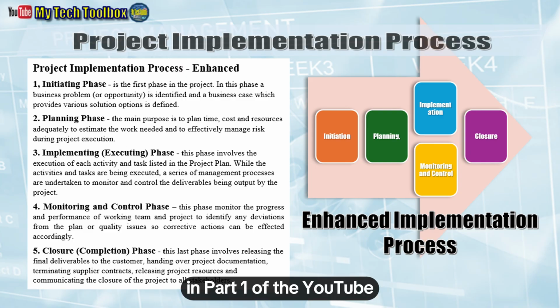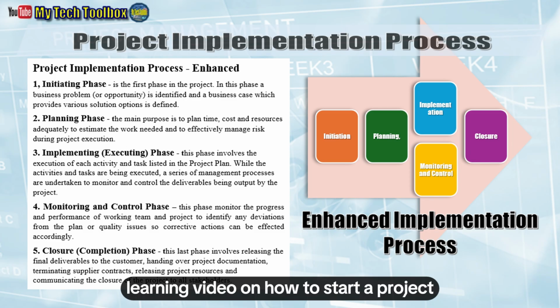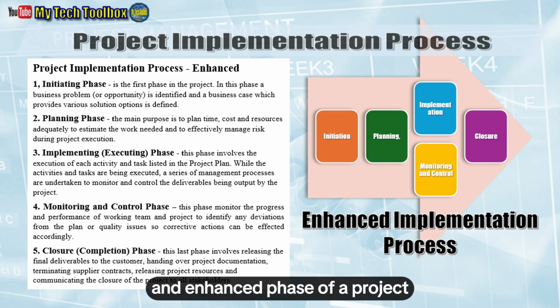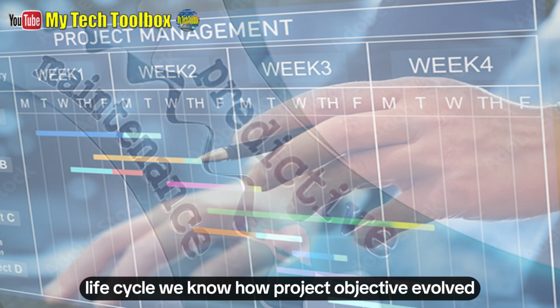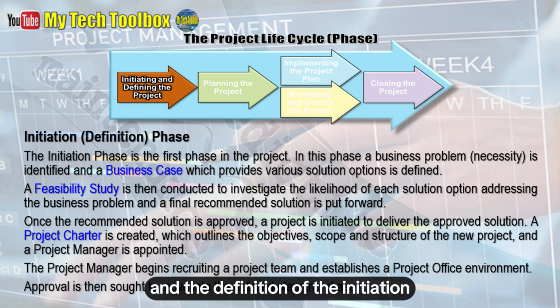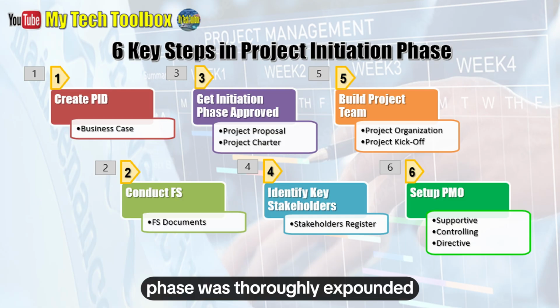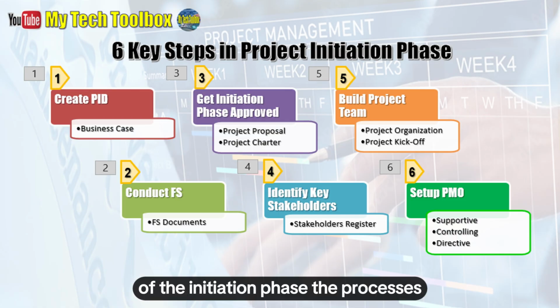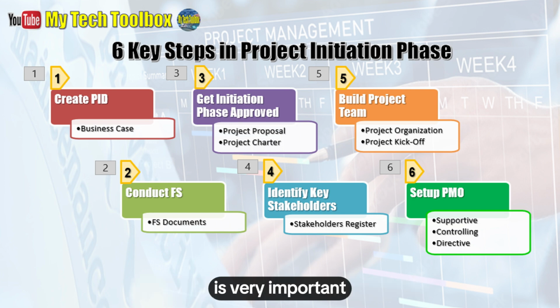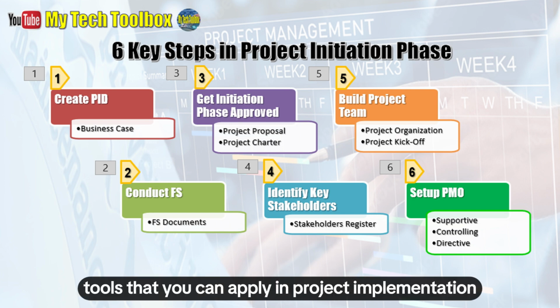In part 1 of the YouTube learning video on how to start a project, we discussed the typical and enhanced phases of a project lifecycle. We know how project objectives evolved, and the definition of the initiation phase was thoroughly expounded. The 6 steps of the initiation phase were briefly presented. In this part 2 of how to start a project, we will expound the essence of each of the 6 steps of the initiation phase. The processes and the documents that you will learn are very important tools that you can apply in project implementation.